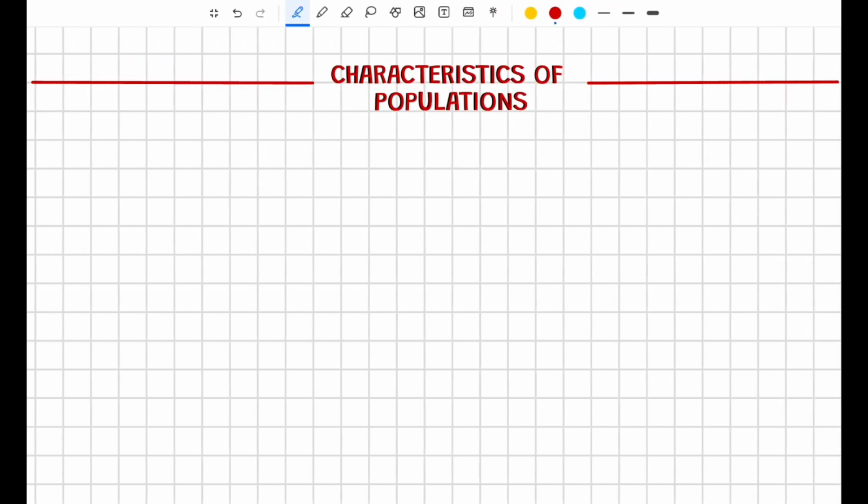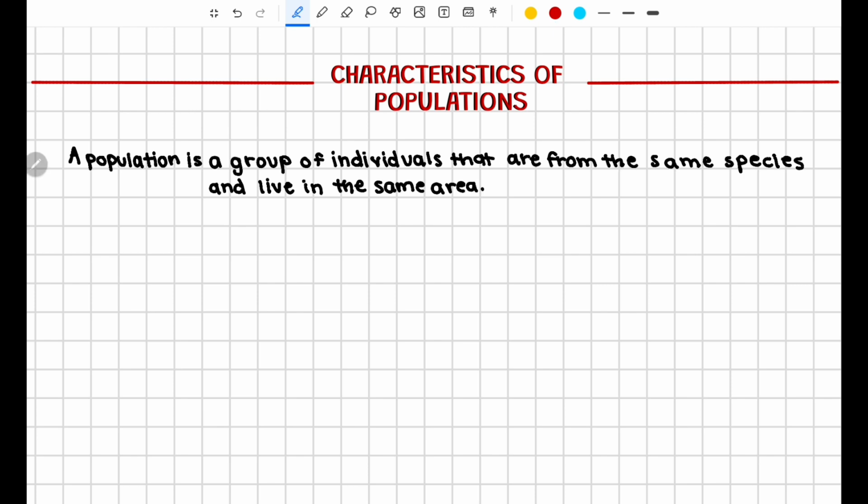Welcome back to Easily Explained, where today we will be talking about characteristics of populations. So let's get started. But first, let's review the definition of a population. A population is a group of individuals that are from the same species and they live in the same area.